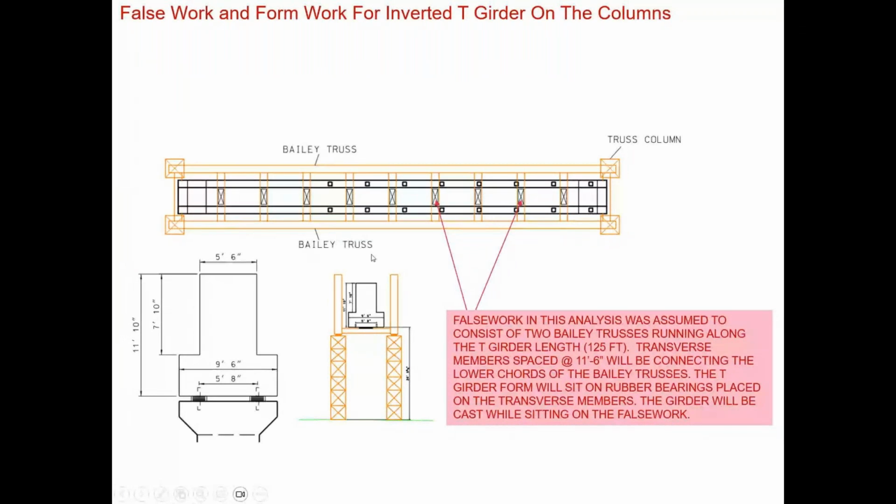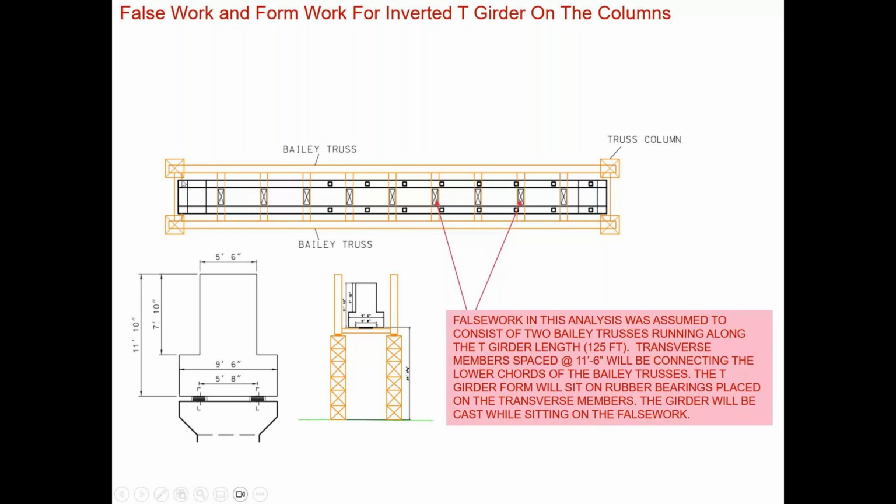We're thinking of basically having two trusses that can run from one end to the other. And the reason for this is that we cannot have any interior shores or towers here in the middle for the rails or the tracks underneath this bent. So we want to have shores at the two ends, run two trusses from one end to the other, have some transverse members here, and basically put rubber bearings on top of those transverse members. And then we can basically build the steel formwork for this bent on top of that.